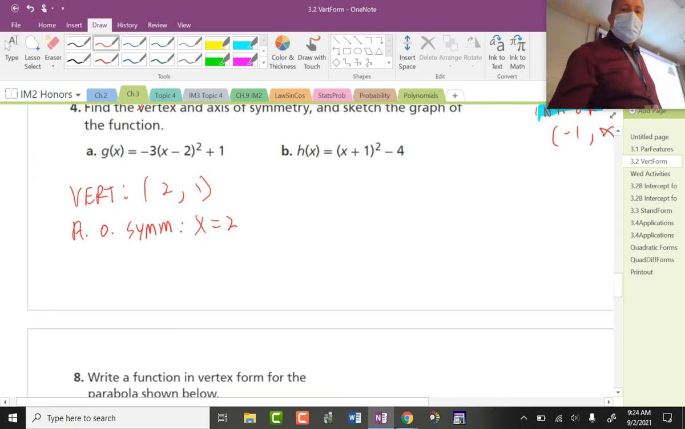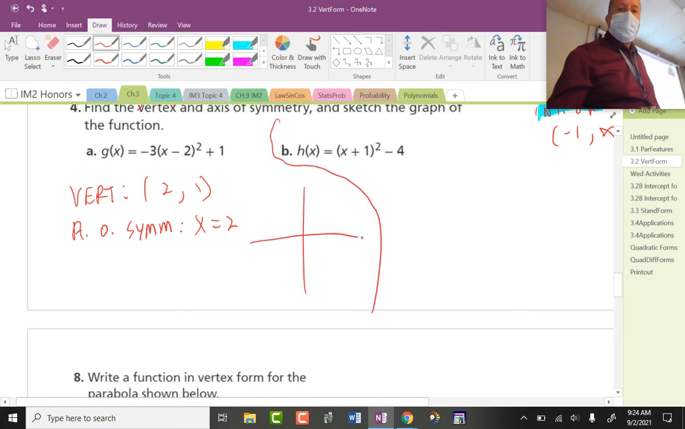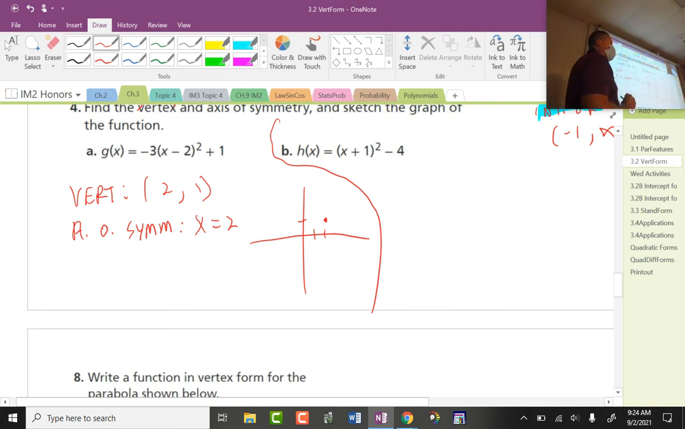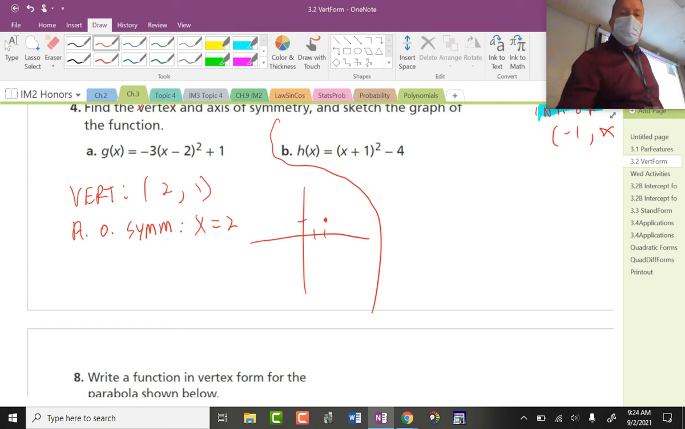So we'll kind of do this. I'll put this graph right here. 2, 1. Watch what I do. First of all, which way does this go? Up or down? Down. You're waiting for the 3, 2, 1. Sorry. And then watch what I do.